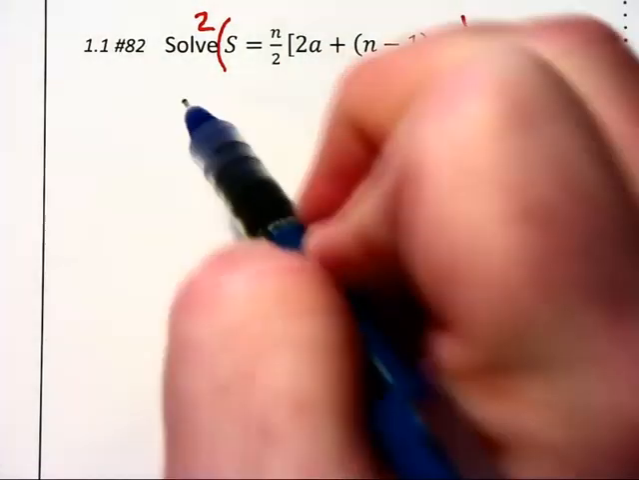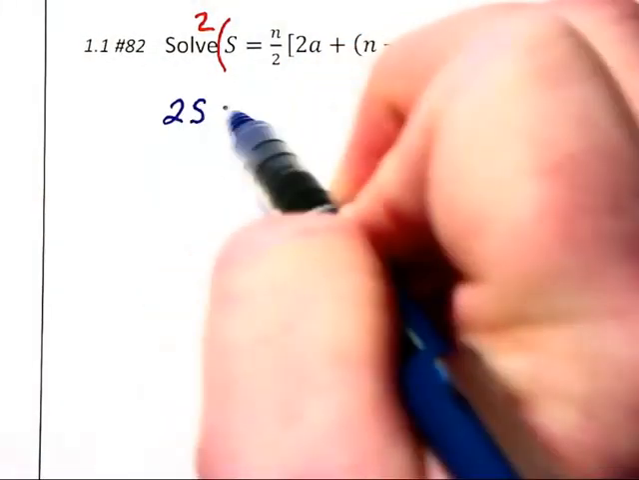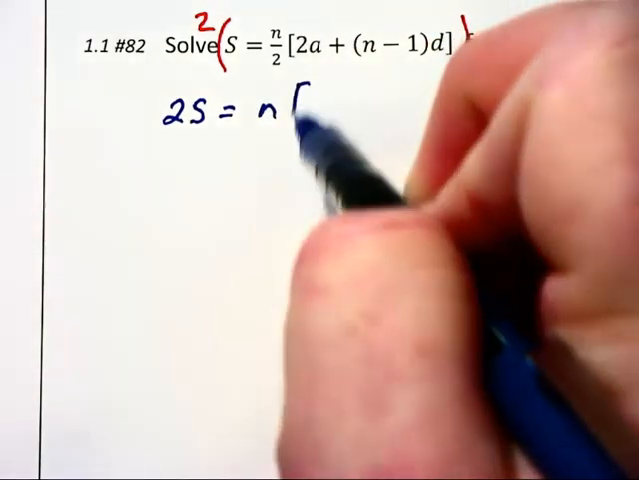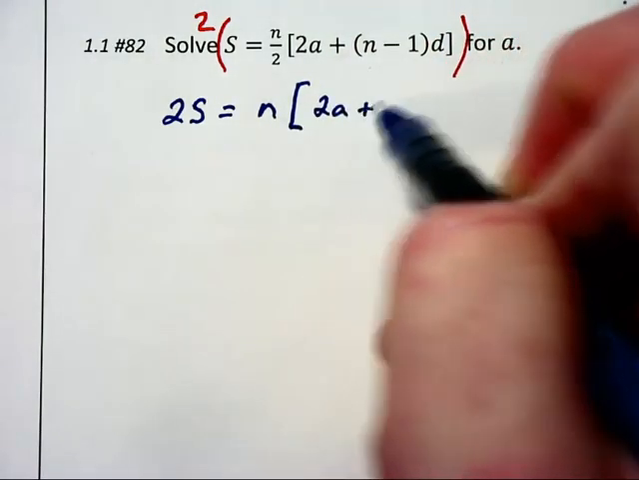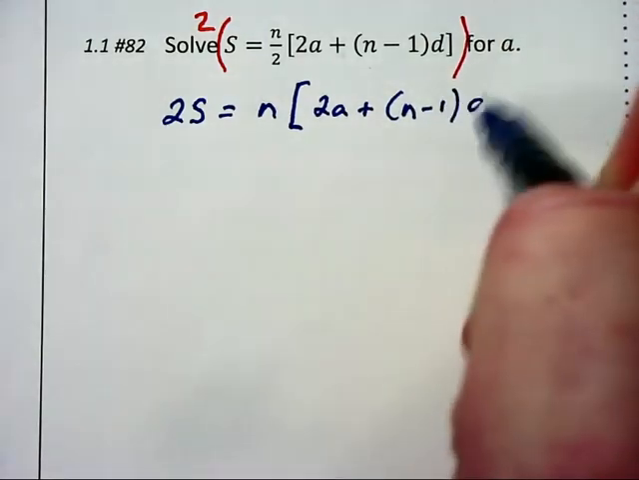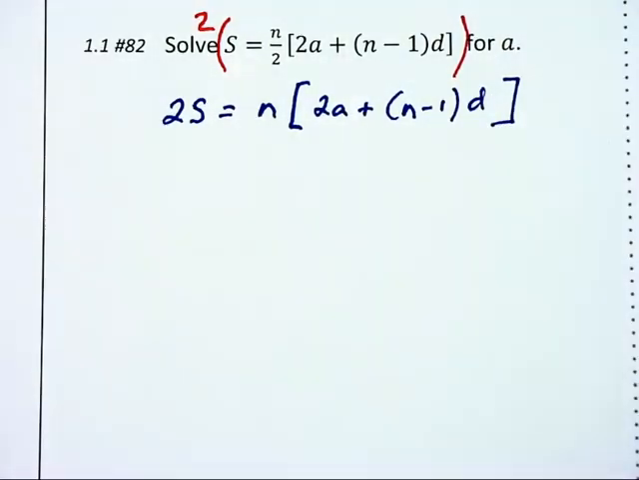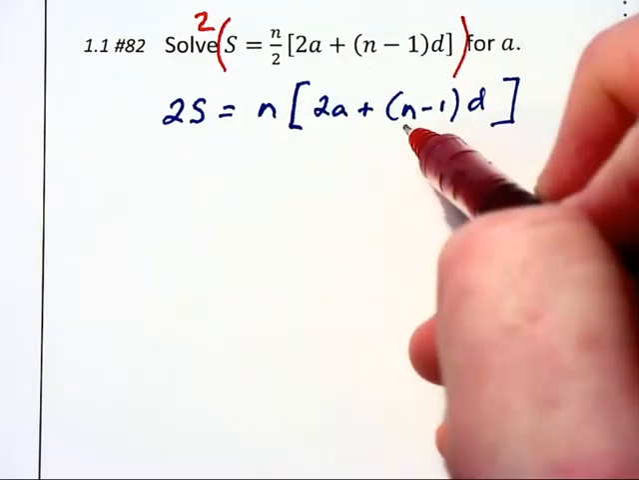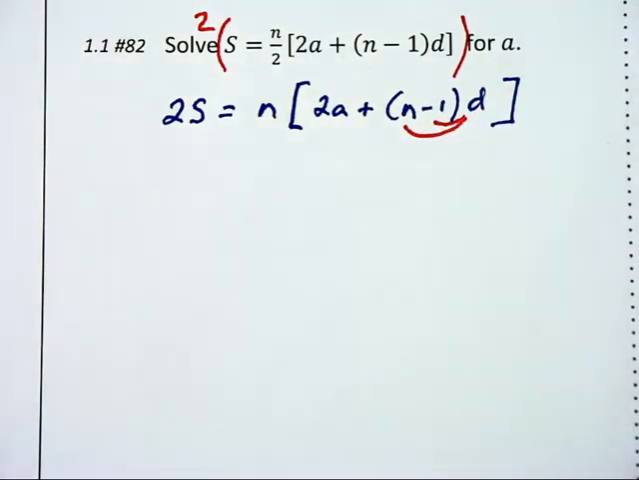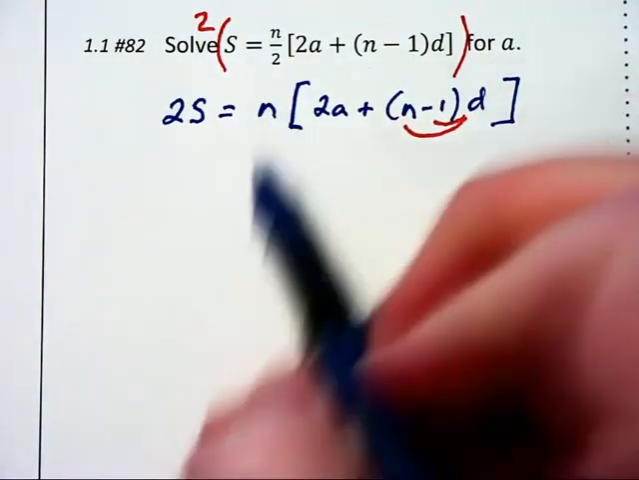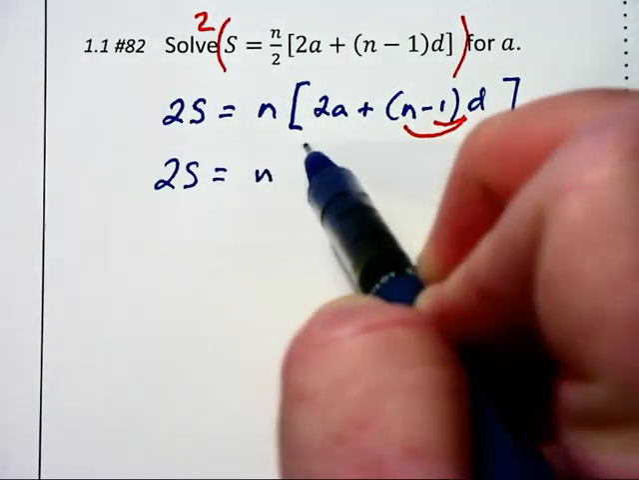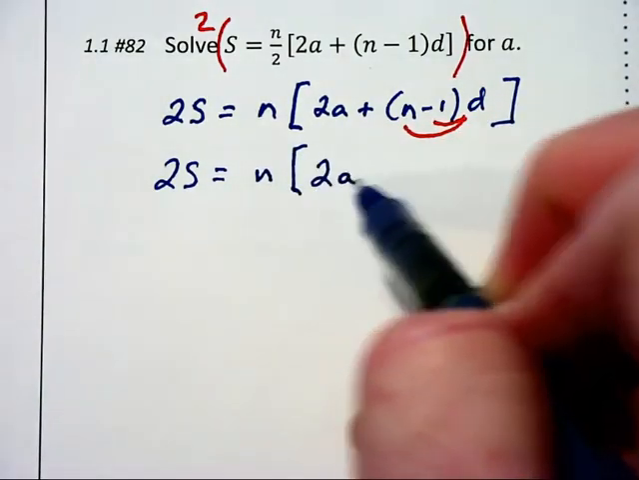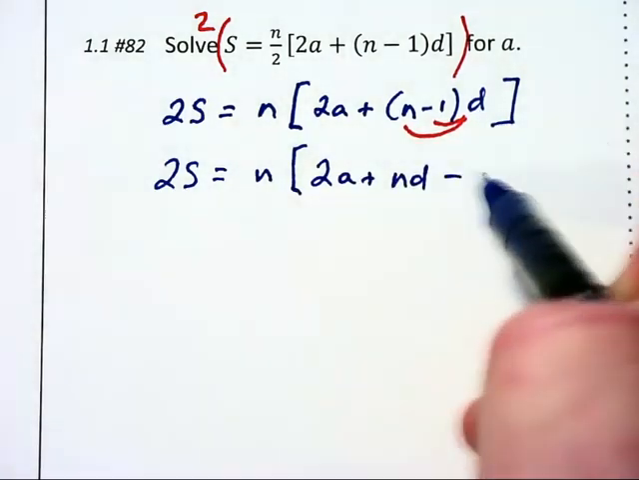This is going to give us 2s is equal to n times the quantity 2a plus n minus 1 d. The second thing I want to do is to distribute the d inside the bracket on the right. 2s is equal to n times 2a plus nd minus d.